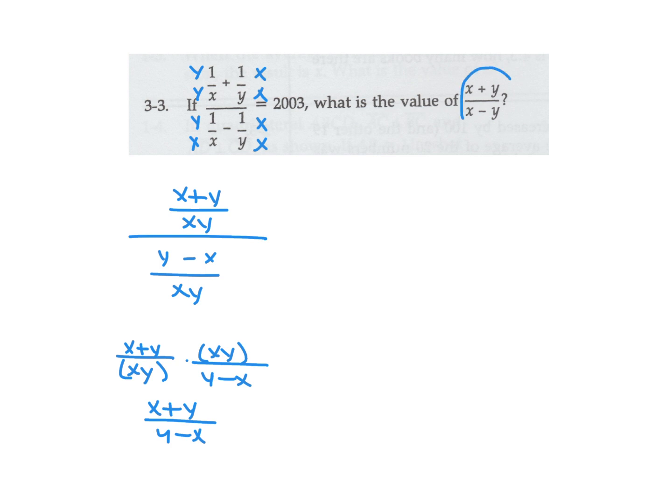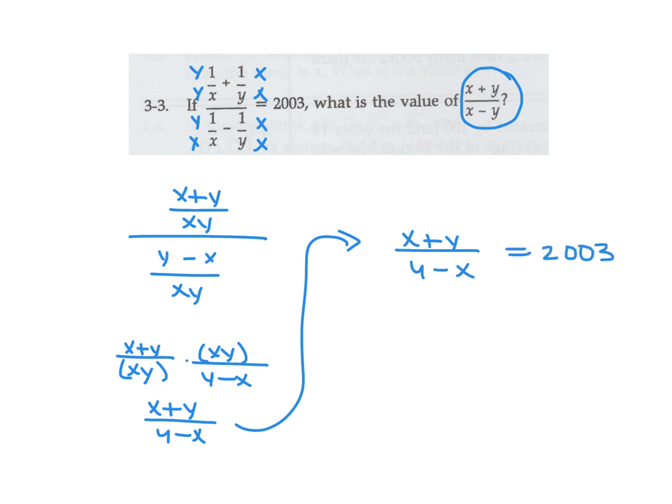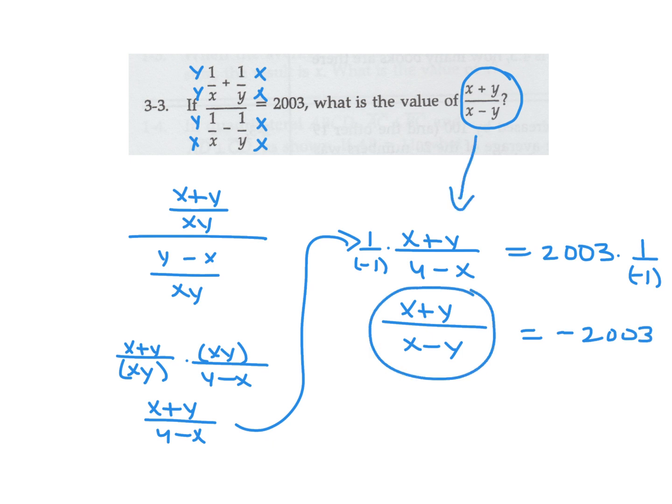Now that looks similar to this, but not exactly. So we want to make it similar. How do we make it similar? Well, I think all I have to do is just multiply by -1. If I multiply both sides, in particular the denominator, by 1 over -1 like that, and of course I have to do that to both sides, well, the left side becomes x plus y over x minus y, and the right side becomes negative 2003. And that's it. So the answer is negative 2003.